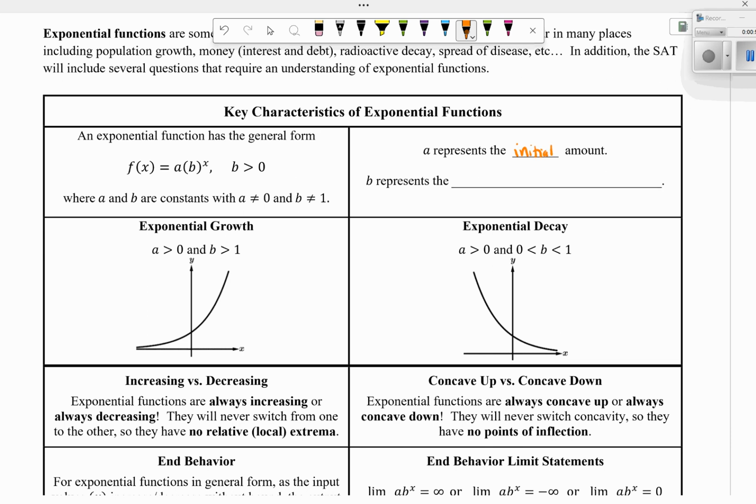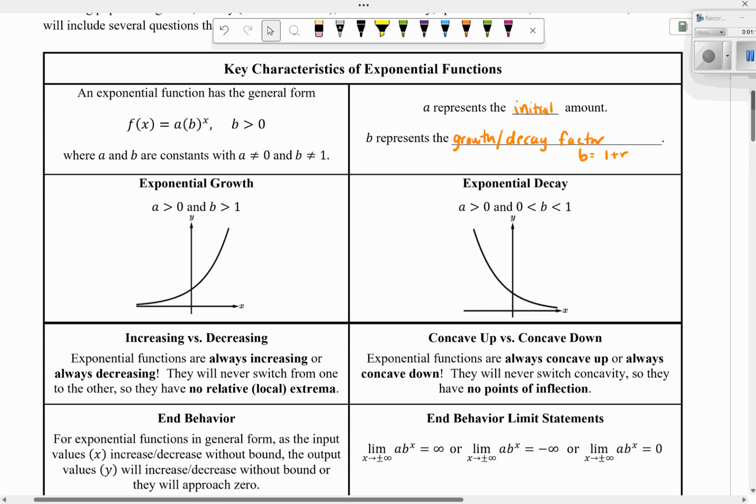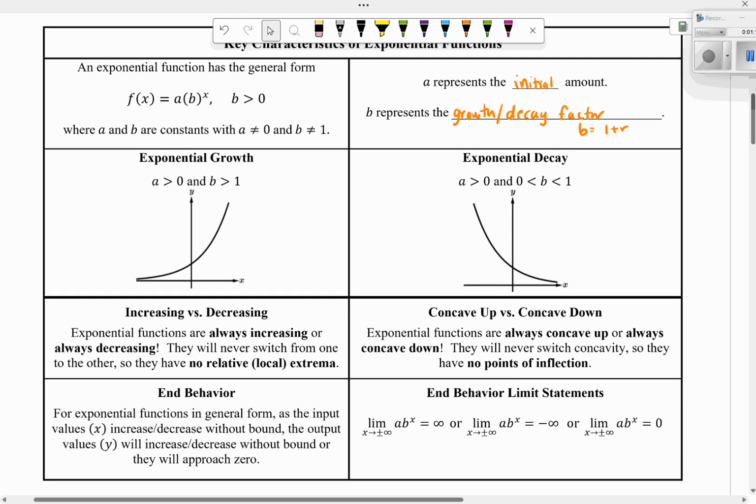and b represents the growth/decay factor. And we'll talk about this more later, but b is equal to 1 plus the rate. So we have exponential growth and exponential decay on our graphs right here.